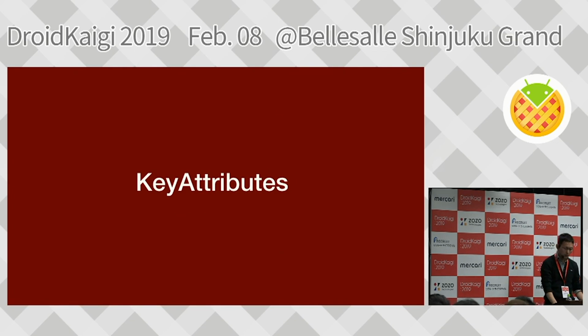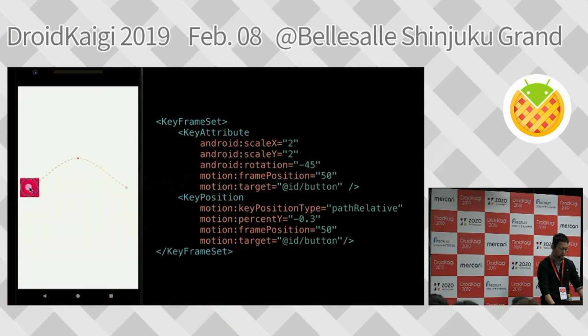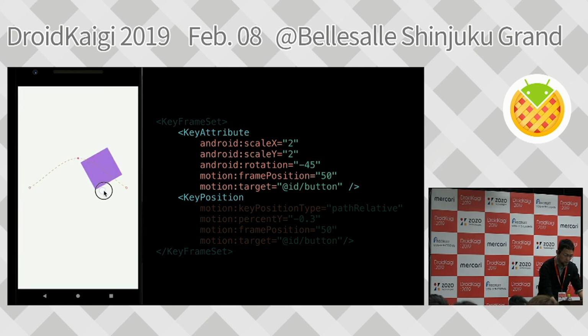In a similar manner to key position, key attributes allow you to specify a specific value of the view at a specific point in the transition. For example, if you specify the key attribute like this, at the 50% of the transition, you will get an animation result like this. So the scale X and the scale Y are increased, and you will also get a rotation effect.